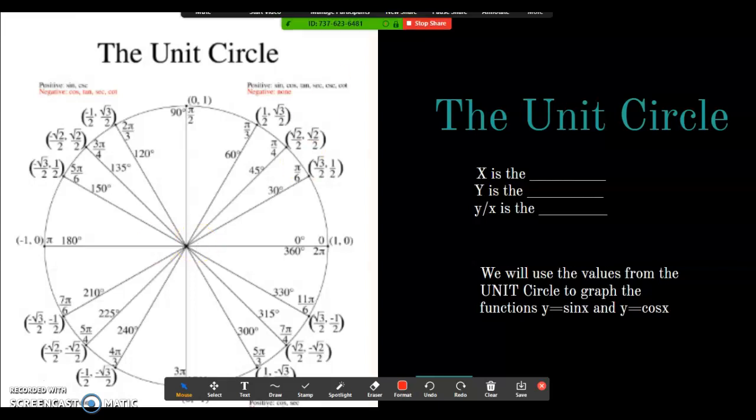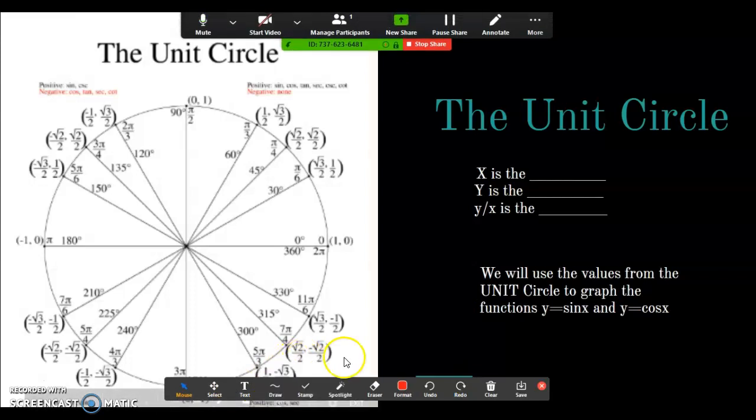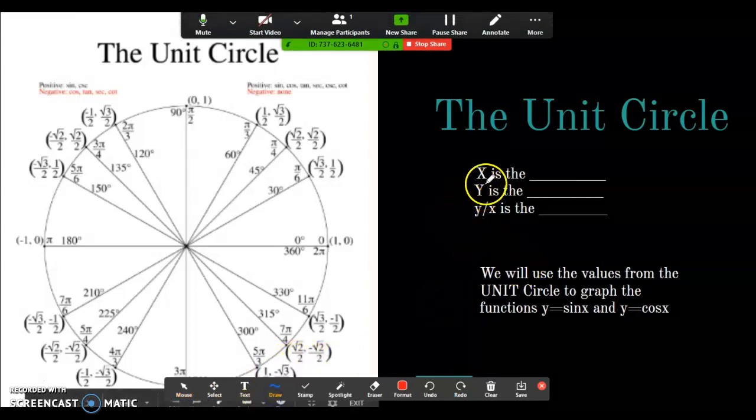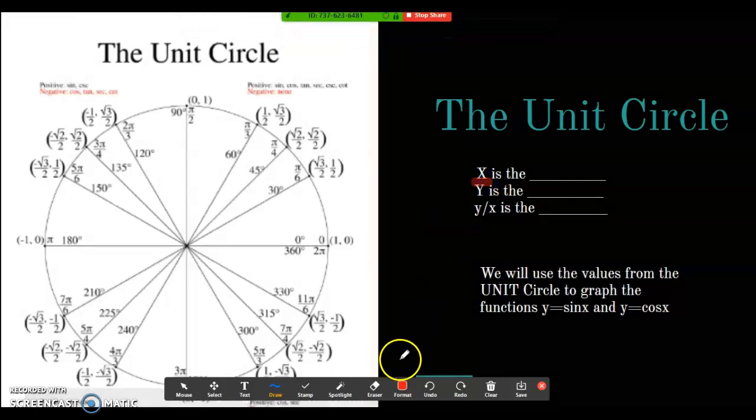All right. So before we use the unit circle, let's just review some things. Remember, as of yesterday, we said that the x terminal points on the unit circle correspond to the cosine values. So we go to any angle, whether it be in radians or degrees, and all of the x values are the cosines at that angle, right?